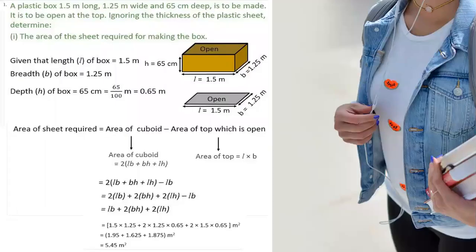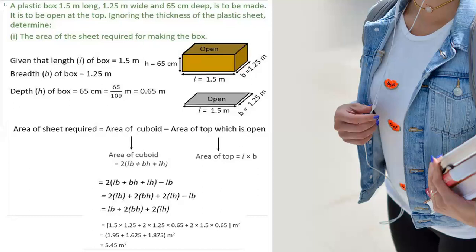So here we are given a plastic box which is 1.5 meters long, 1.25 meters wide and 65 centimeters deep, and which is open on the top. So we need to find the area of the sheet. Here, the length of the box is 1.5 meters, the breadth of the box is 1.25 meters, and the depth, that is height, is 65 centimeters. This is in centimeters, and the remaining two are in meters.